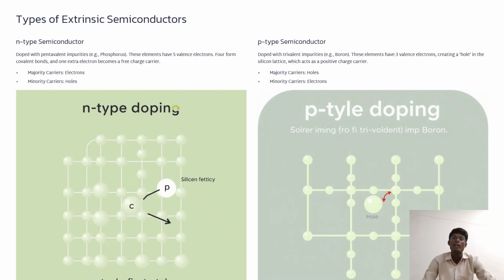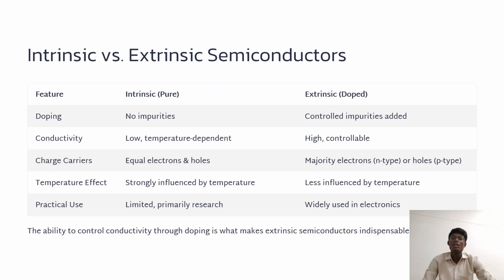This is about N-type doping. Next, P-type doping. It is doped with trivalent impurities, for example boron. These elements have three valence electrons, creating a hole in the lattice which acts as a positive charge carrier. Here too there are two kinds of carriers: holes are the majority carriers and electrons are the minority carriers. This is the representation of the intrinsic semiconductor.